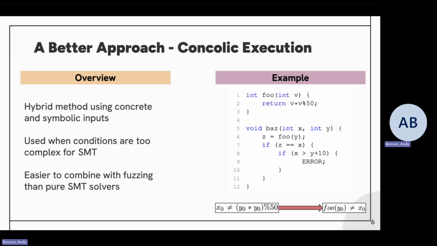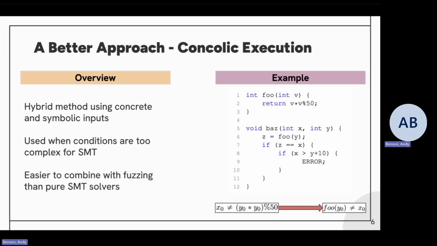For an example of how this works, consider the example on the right. To examine the bar function with purely symbolic execution, we get the condition x is not equal to y times y modulo 50. This is a very difficult statement to solve given that modulo operators are hard to solve in an algebraic sense. With concolic execution, we can instead treat foo as a concrete block where we do not solve for its contents, but instead use it as a variable itself. The condition f of y is not equal to x is far simpler to solve.